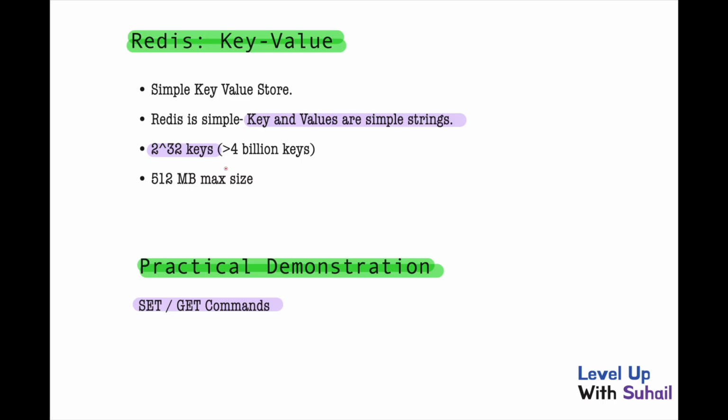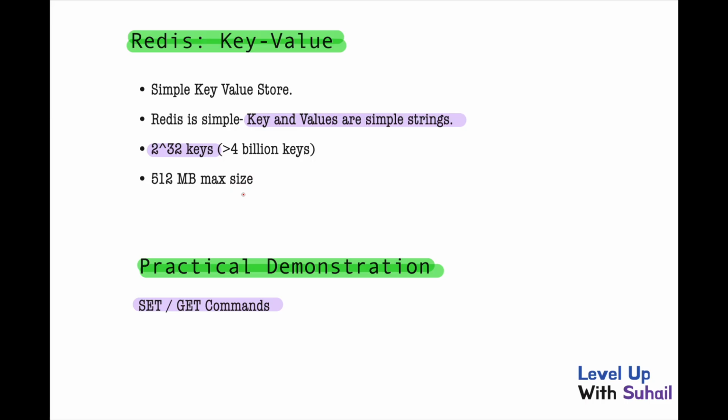But Redis is very simple. It stores everything in string representation. The key name can be anything, any binary sequence. Redis doesn't complain as long as you are okay. Redis can support 2 raised to power 32 keys, that is more than 4 billion keys. And what is the maximum size of one key? 512 MB is the maximum size of one key, right?